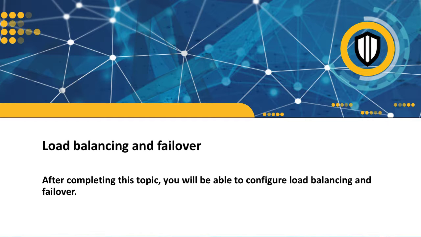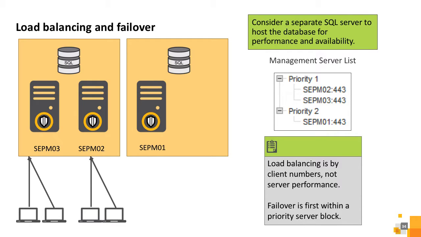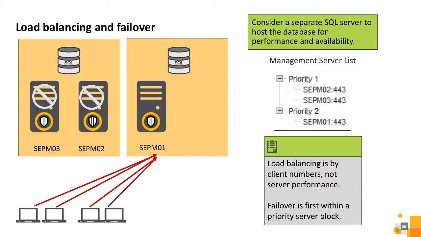This is the load balancing and failover topic. Failover and load balancing configurations are supported for the Symantec Endpoint Protection Manager. Failover configurations are used to maintain client communications if one SEPM fails. Load balancing configurations are used to balance client communications across 2 or more SEPMs. Controlling load balancing and failover is done using management server lists and can be customized by group and location.